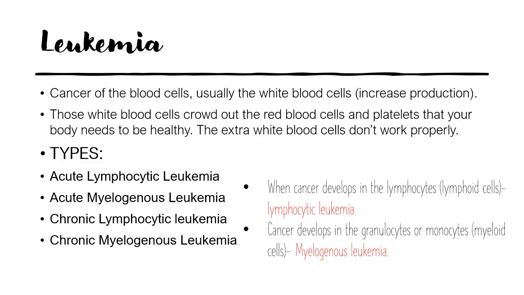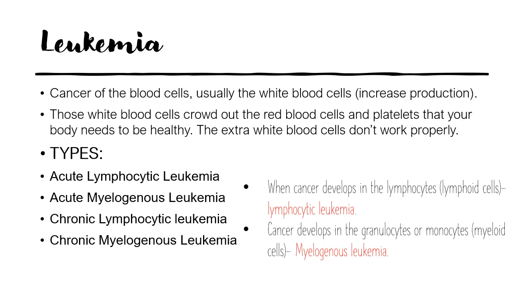The next is leukemia. Leukemia means cancer of blood cells, usually white blood cells. There is increased production, but they do not function properly. Those white blood cells crowd out the red blood cells and platelets that your body needs to be healthy, and the extra white blood cells do not work properly.